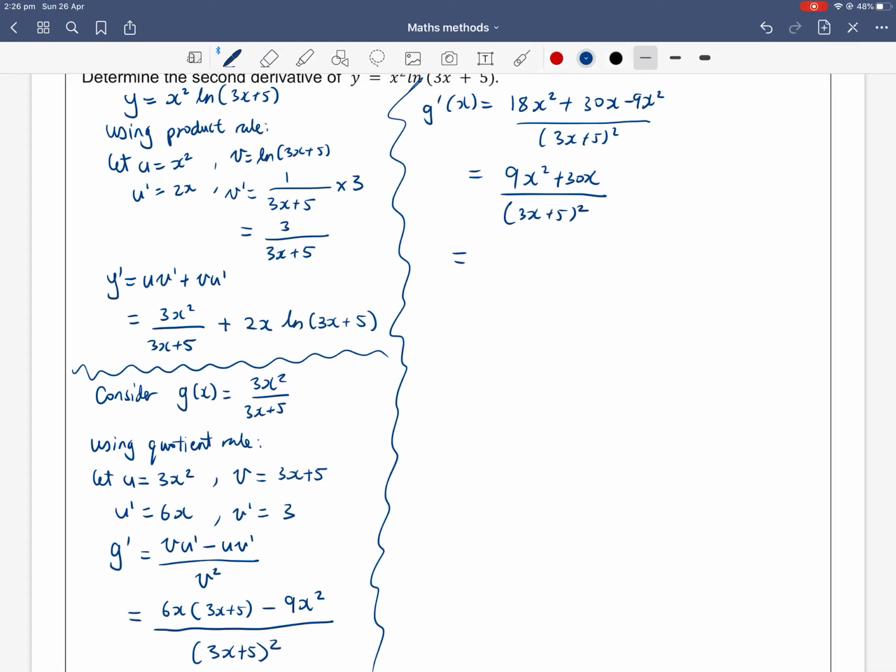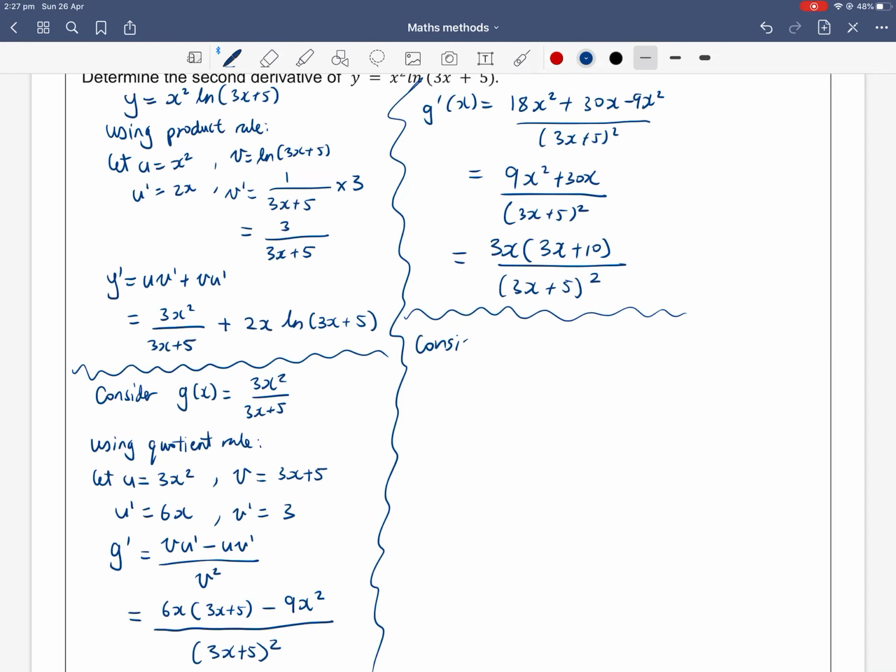I can simplify the numerator because I can factorize out 9x squared and 30x. So 9x squared and 30x have a common factor of 3x. So what's left inside is 3x plus 10. And on the bottom denominator, I still have 3x plus 5 all squared. So that's differentiating the first term of y dash. We now need to differentiate the second term of y dash.